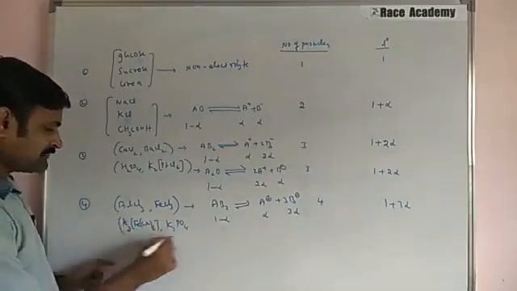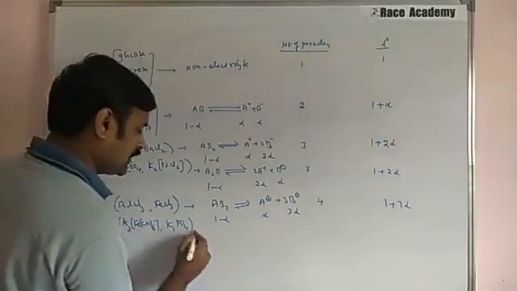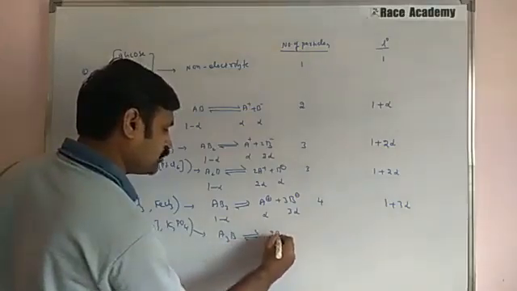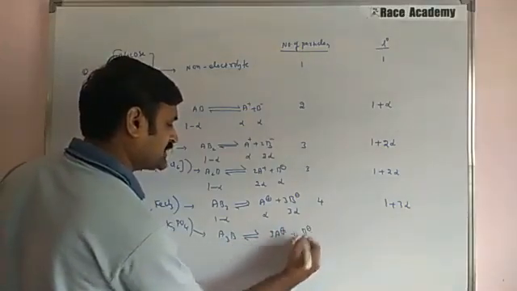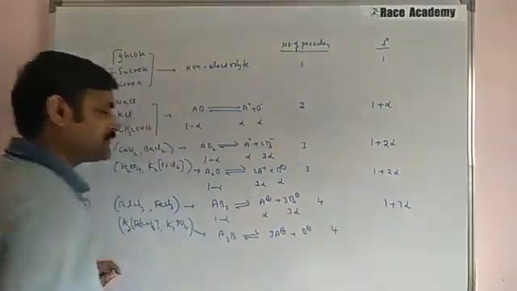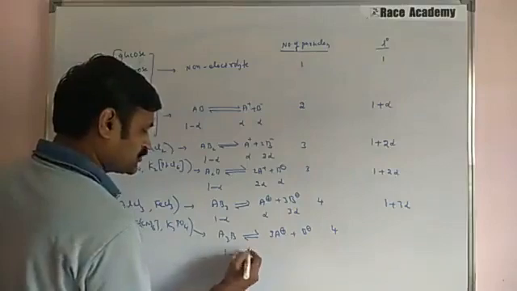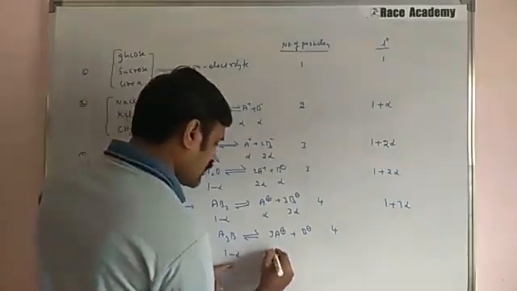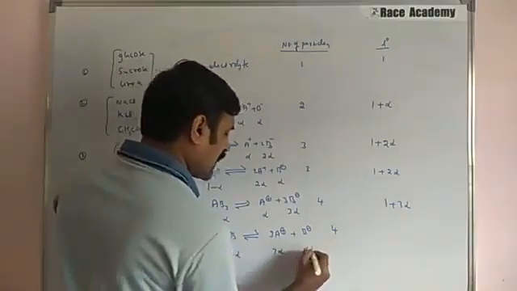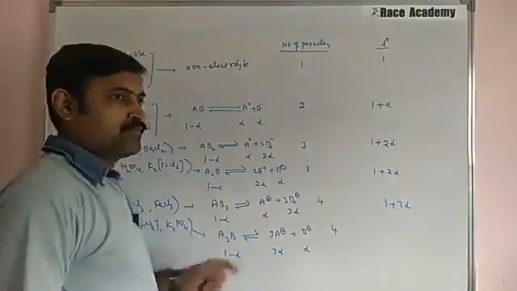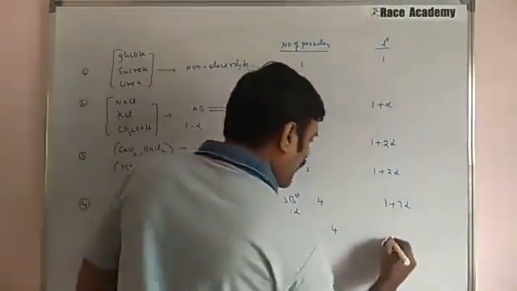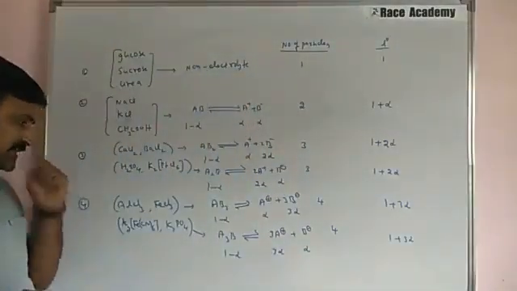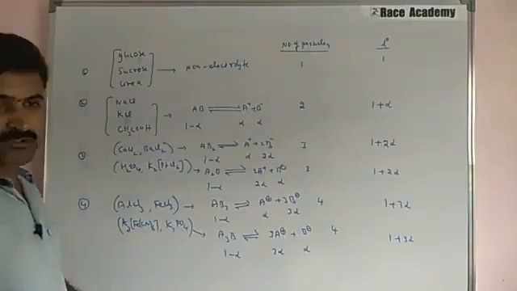When you take K3Fe(CN)6 or K3PO4, in this case the type becomes A3B, and the dissociation gives 3 moles of A plus and 1 mole of B minus. In this also, the total number of particles becomes 4. Upon dissociation, the degree of dissociation alpha gives 1 minus alpha for A3B, 3 alpha for A plus and alpha for B minus. The total number of moles after the dissociation is 1 plus 3 alpha. So this is also 1 plus 3 alpha for this type of salts, A3B type of salts.